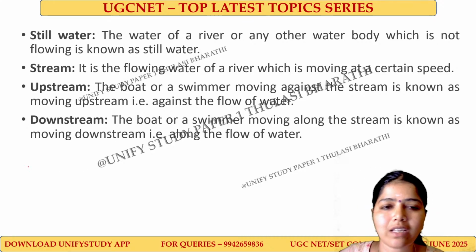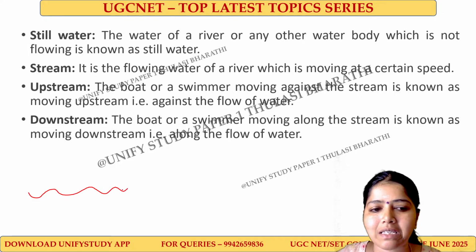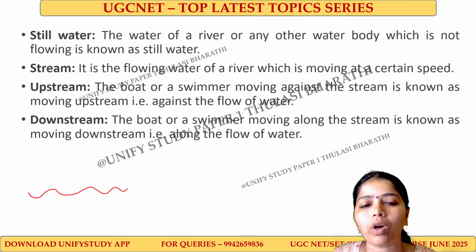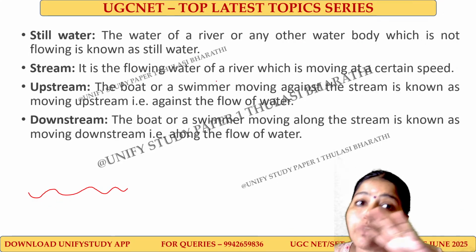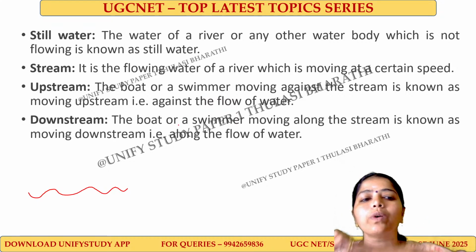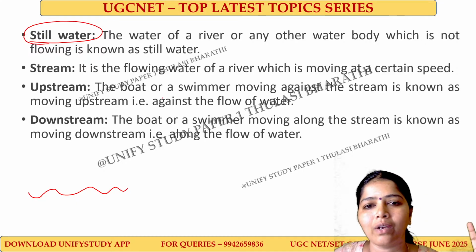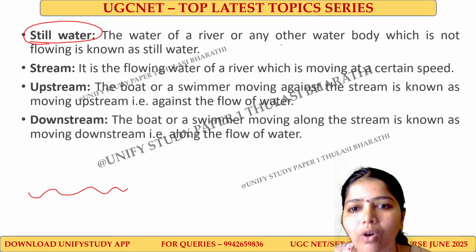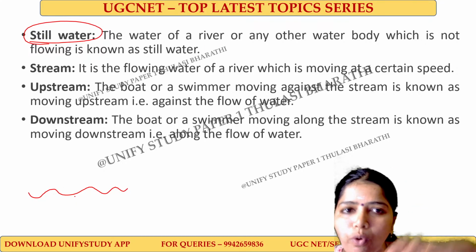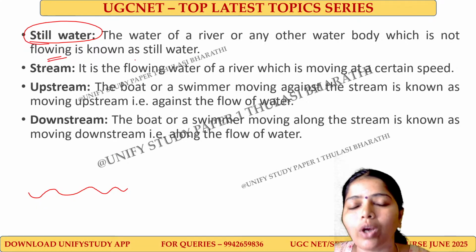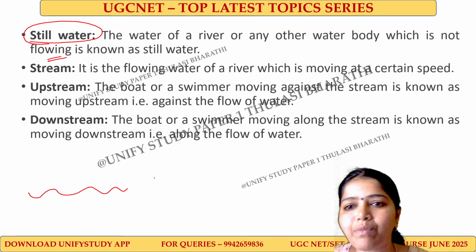So what do you mean by still water? A water which is still, not moving. The water of the river or any other body which is not flowing, just stagnant in that place, we call it still water, which is not moving. And stream means what?